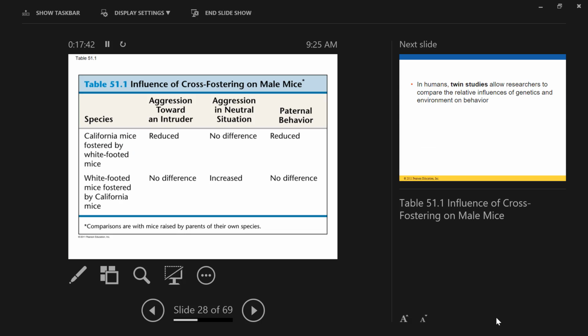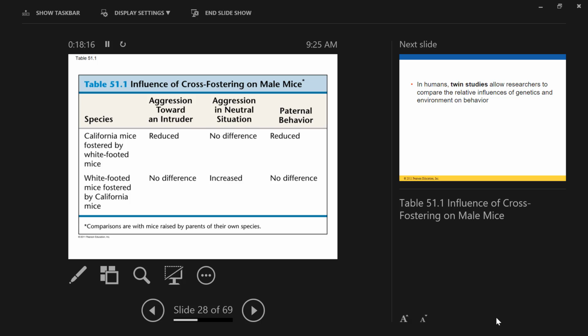Here are the data presented in a table. So California mice fostered, oh no, I told you the exact opposite. I lied to you. California mice are aggressive. White-footed mice are not aggressive. I'm sorry. I didn't mean to lie to you, but I have no excuse. All right? So California mice, aggressive. White-footed mice, non-aggressive. I should know this because I catch white-footed mice all the time in Michigan. Anyways, it's another story for another time.